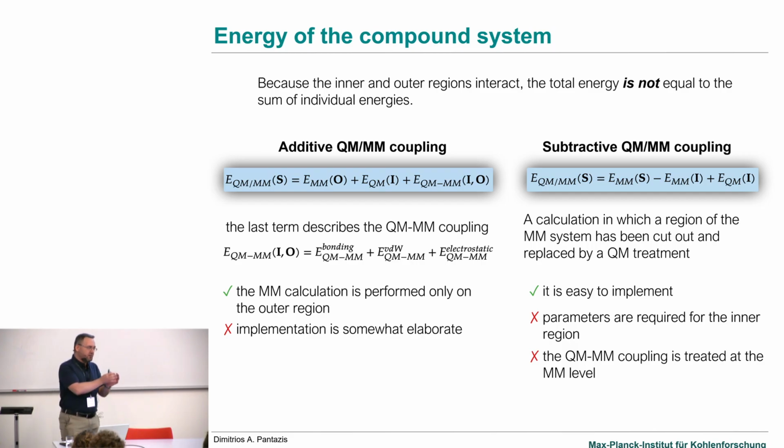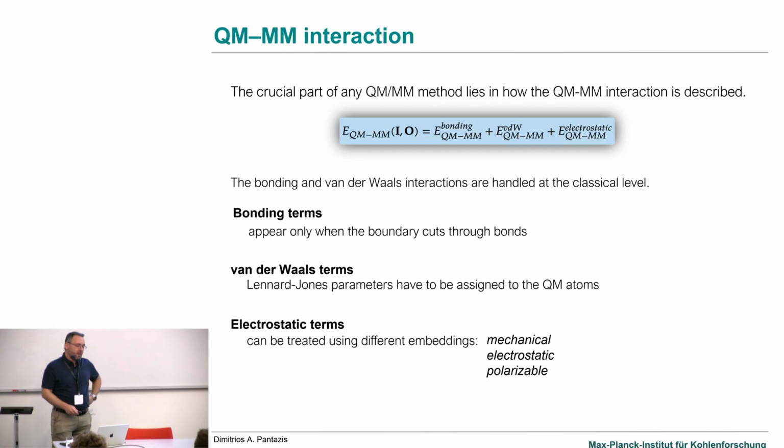We can either treat each subsection separately and then just decide how to couple them, or we can have a scheme that is actually a bit more straightforward in many cases. We can have a subtractive scheme where we treat the whole thing with a force field, and then we treat the region of interest with quantum mechanics, and then we try to subtract the two, so we are left again with the joint description.